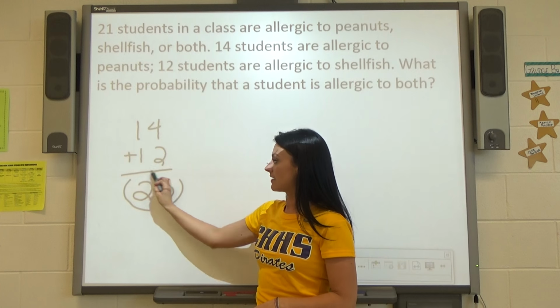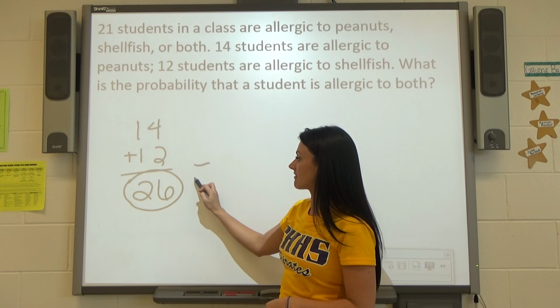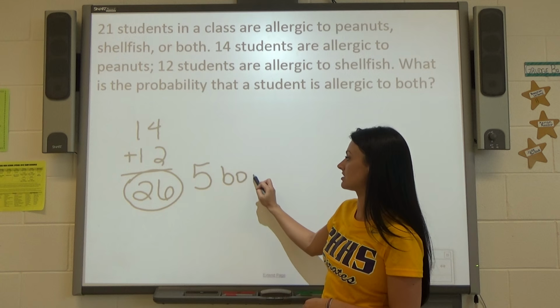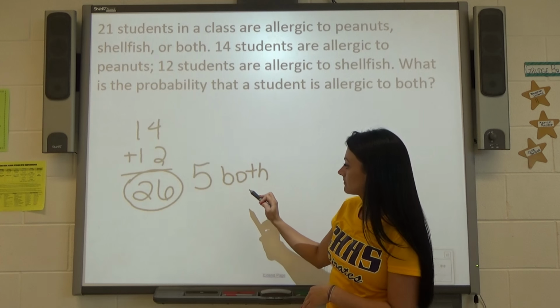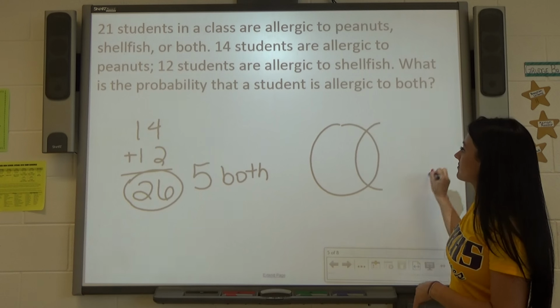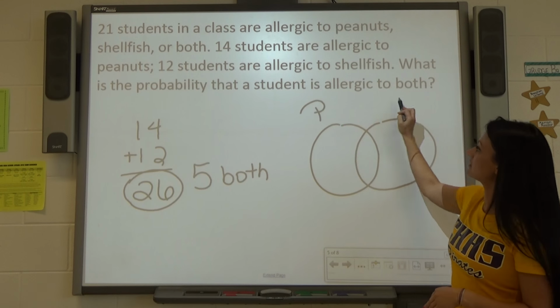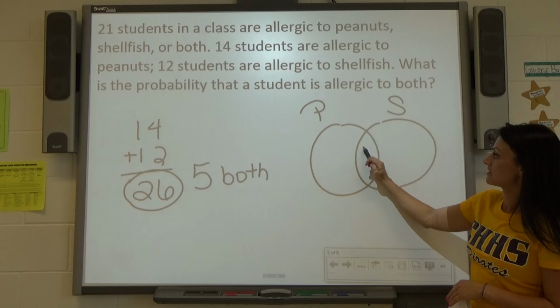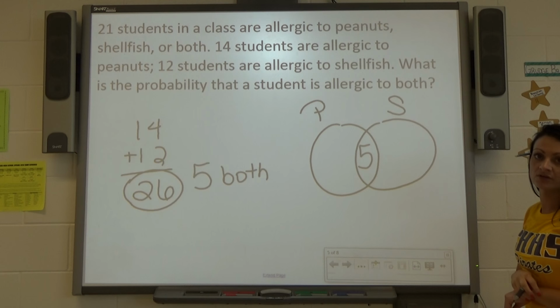So in order to get me back down to 21, that tells me there are 5 students that are allergic to both, because there's a difference of 5. So now if I make my Venn diagram, I'm going to do peanuts and shellfish, and those people in the both category are going to go in the middle.